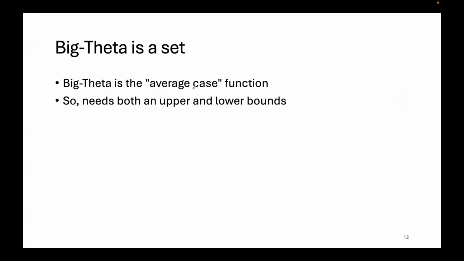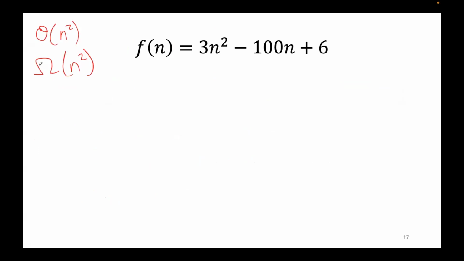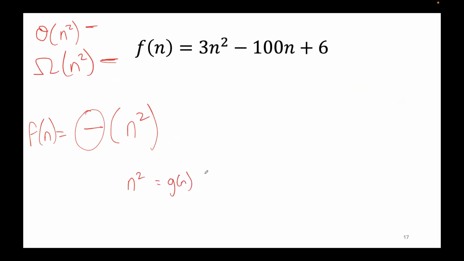Yeah. So because we know this and because we know this, we can say the big theta of f of n is equal to n squared. Because n squared, which is g of n, is in both the worst case and the best case. So that means we've bounded it on both sides. So the average case, the n squared also holds for the average case.